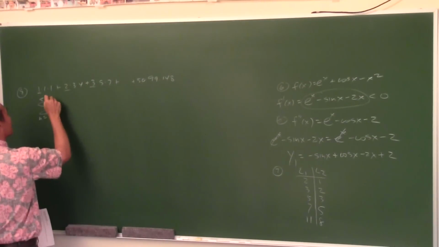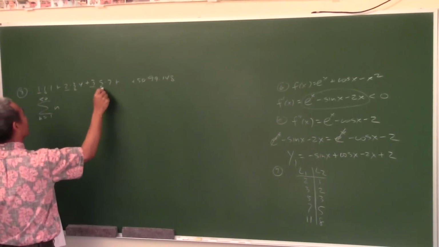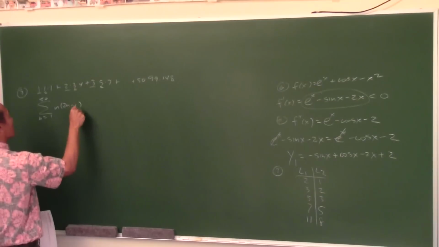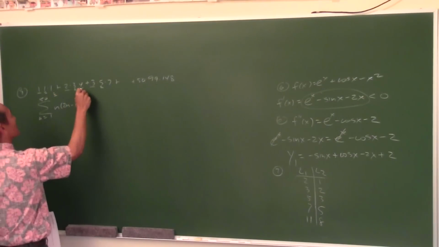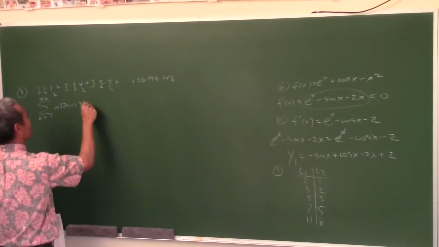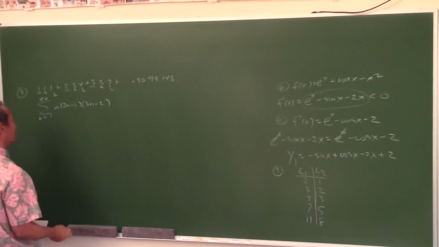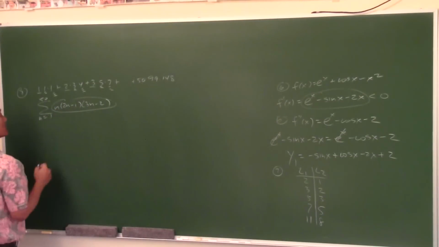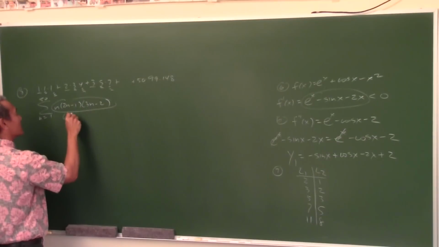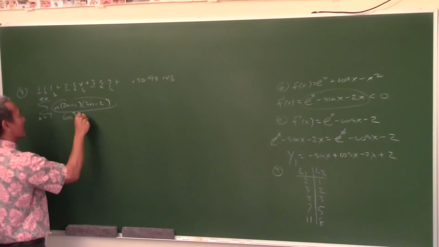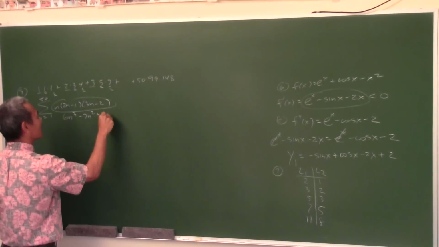That would be n. How do you generate the numbers 1, 3, 5? That would be 2n minus 1. And then how do you generate the numbers 1, 4, 7? That would be 3n minus 2. Multiply this out, so that would be what? 6n cubed minus 7n squared plus 2n. Did I do that correctly?